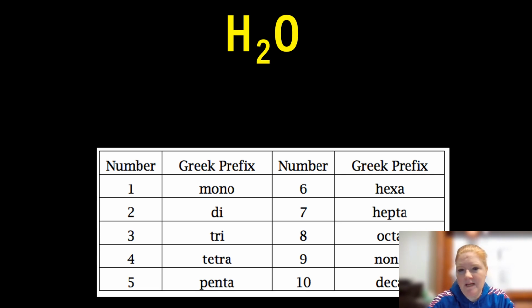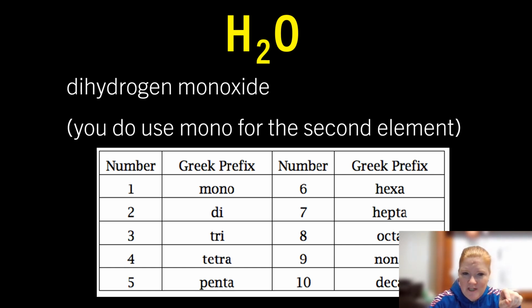All right, so we look at the next one. This is water, right? But what's its covalent name? Well, how many of the first element do we have? 2, that's di. How many of the second element do we have? 1, that's mono. Remember, we use mono for the second one. So what would this be? Dihydrogen monoxide. So remember, we don't say monooxide, that's awkward. So we do use mono for the second element.